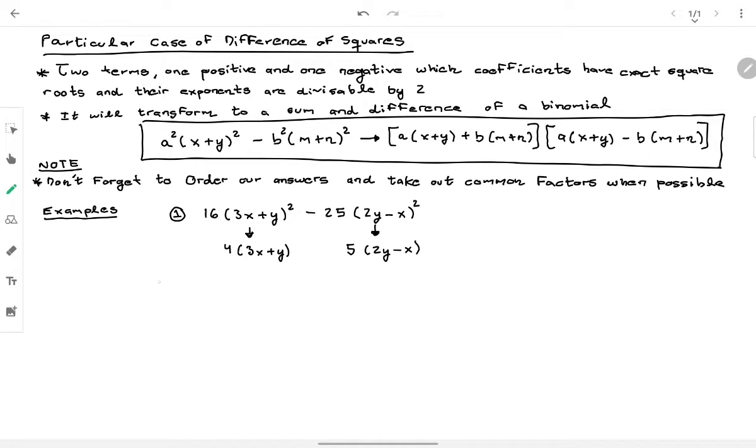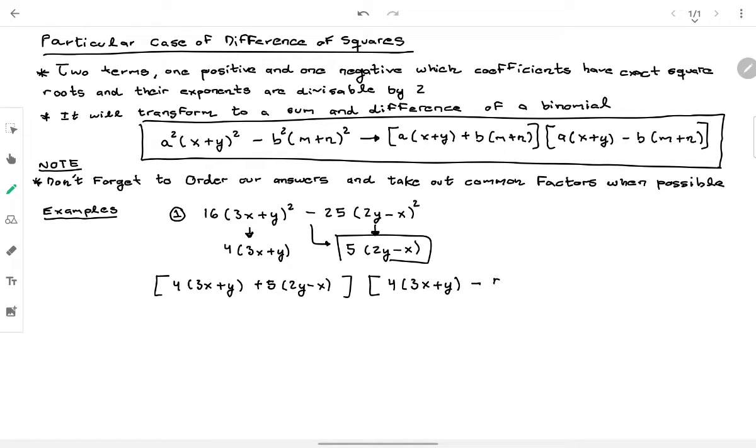So the rule is that the one that is positive, I will put positive on the two parentheses or brackets. And the one that is negative, in this case, it's going to be positive on the first parenthesis and negative on the second one.